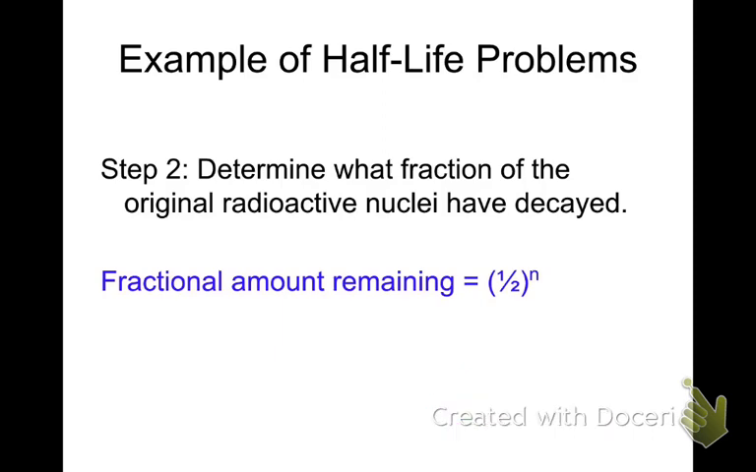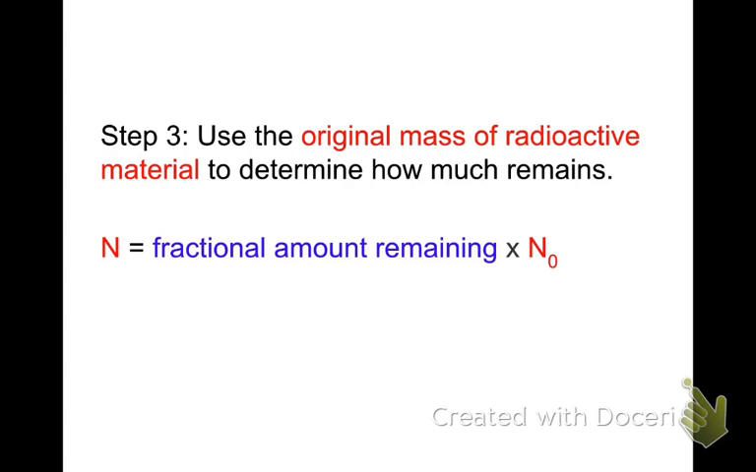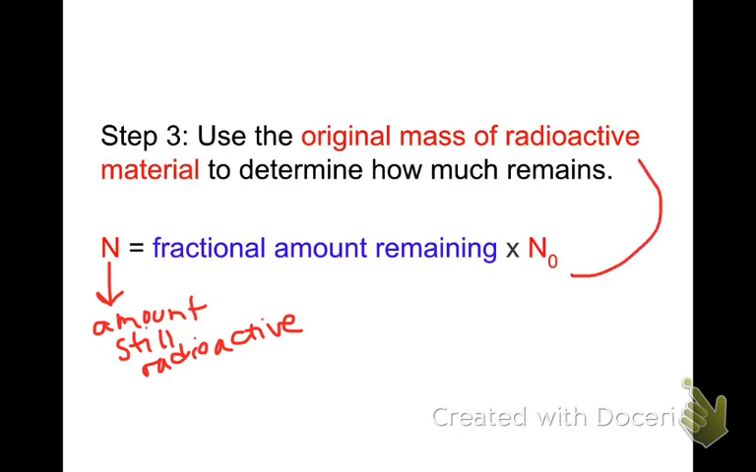Okay, step 3: we're just going to take that fractional amount remaining and multiply it by the original mass of radioactive material. So capital N is what we're actually looking for, which is the amount that is still radioactive. And N0 is the original mass, or sometimes it's not a mass, sometimes it's just an amount, like a number of atoms or something like that. Eventually we're going to talk about moles, so it might be the moles of radioactive material. It's just an amount. So we're going to multiply those two things together to get our answer.